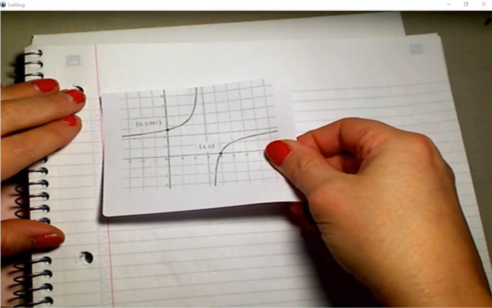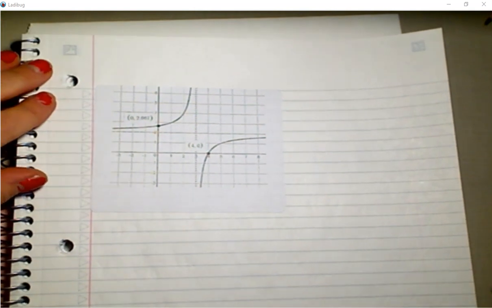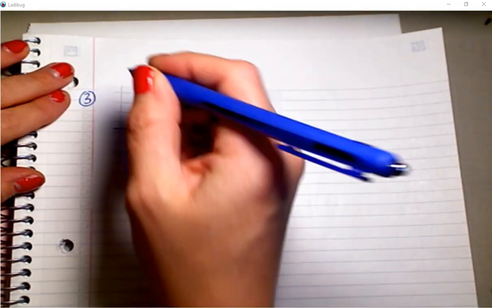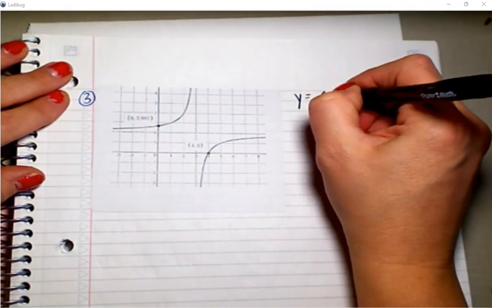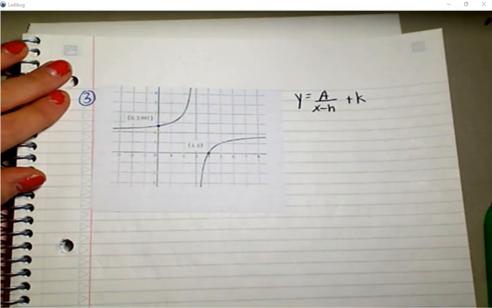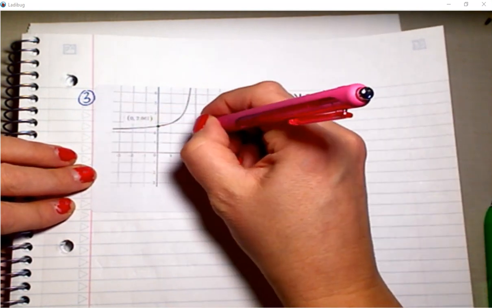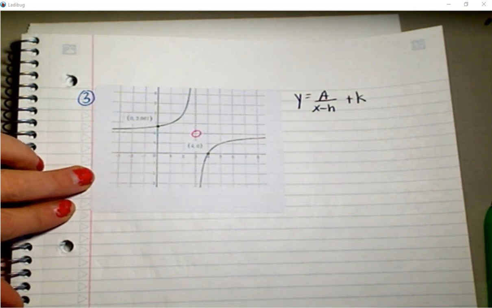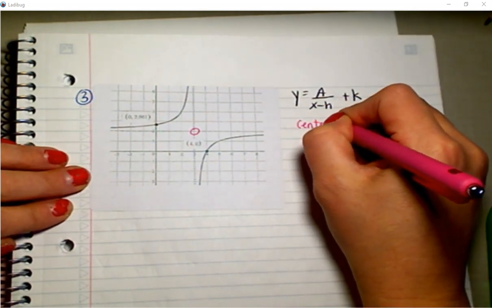All right, last example. First we made the graphs. Now we're going to go backwards. I'm going to write down my transformation form, because we're going to build off of y equals a over x minus h plus k. So I'm going to start looking for these asymptotes, and I'm going to mark the center, and start pulling out my information.